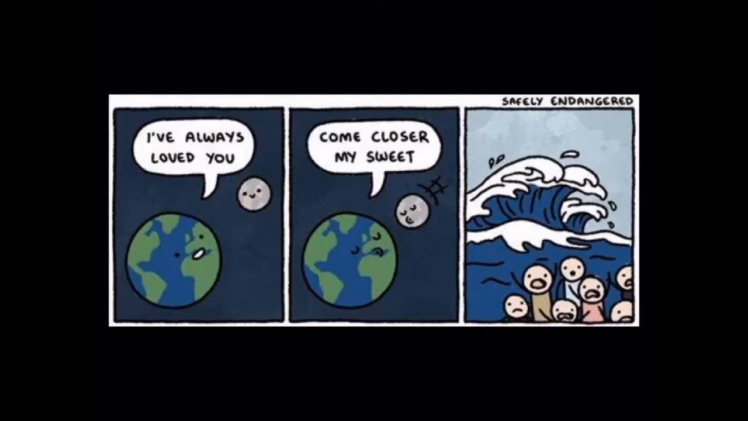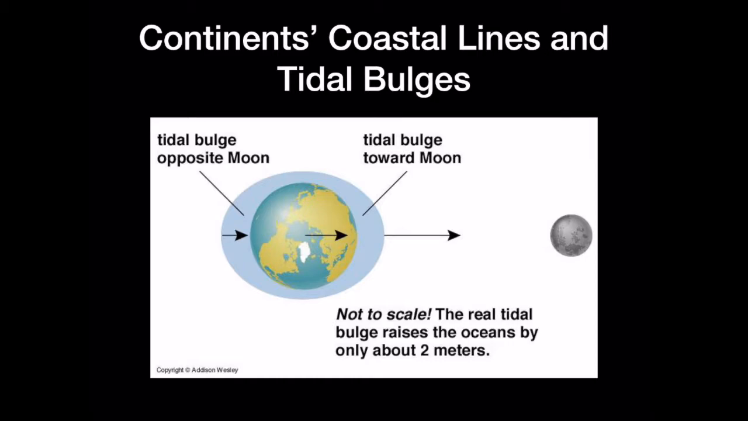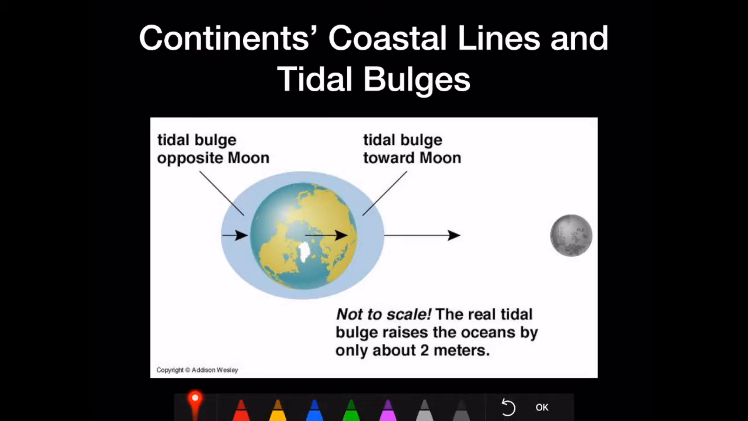So here we go. I thought you'd enjoy this little comic. I thought it was cute, and it actually explains perfectly what happens as the moon comes closer to Earth. First, we're going to talk about the continents' coastal lines and tidal bulges. The gravitational pull of the moon actually causes the ocean level to rise.